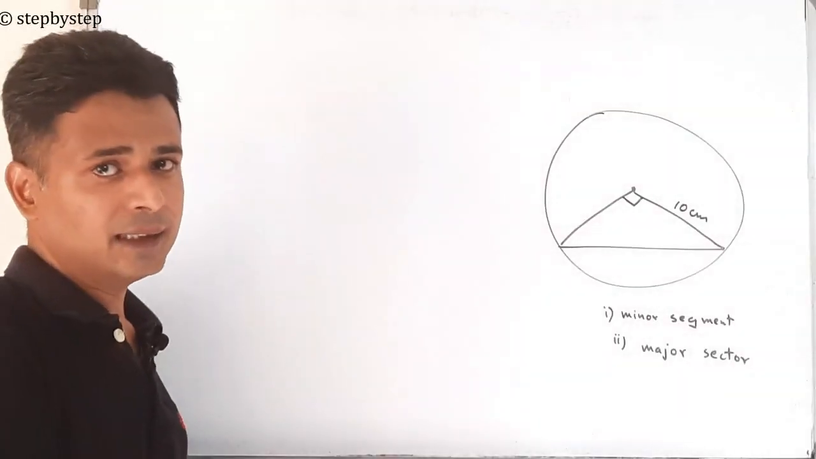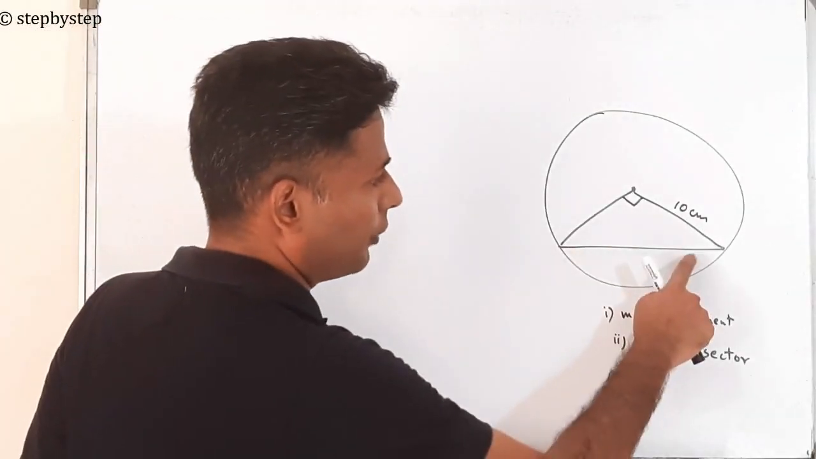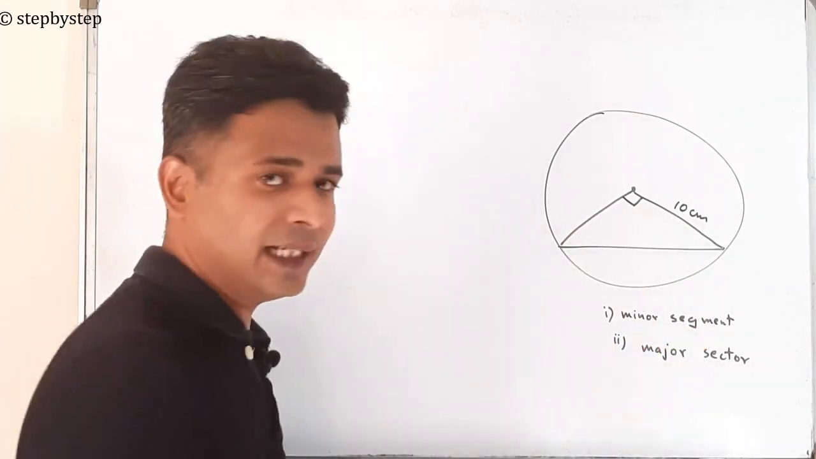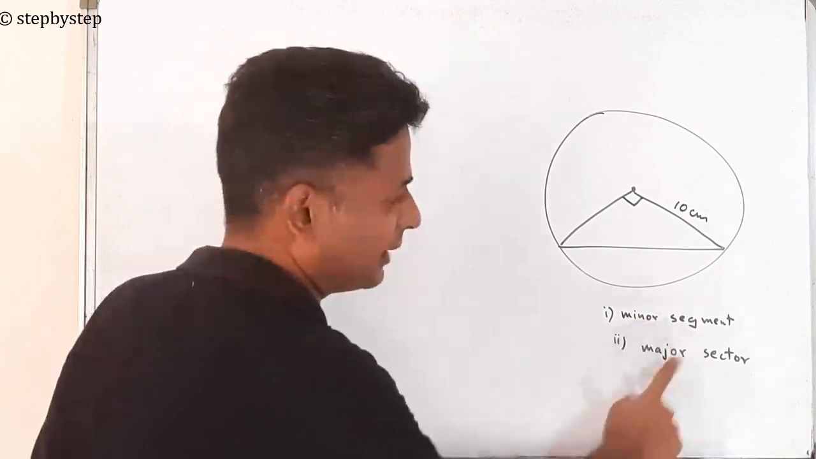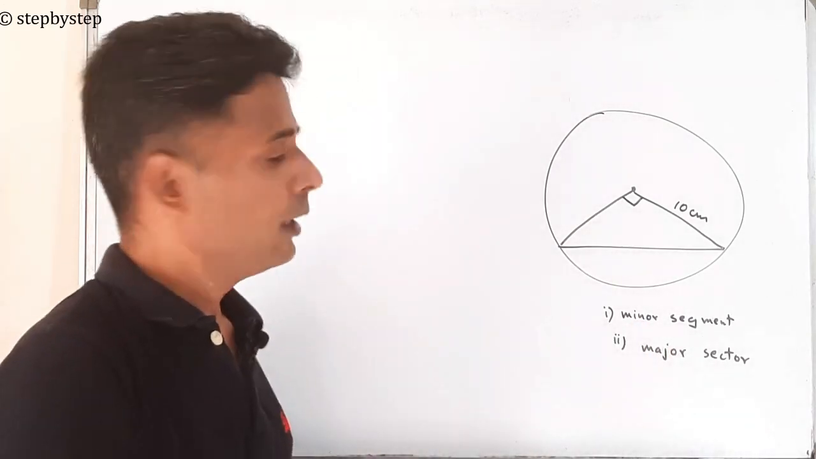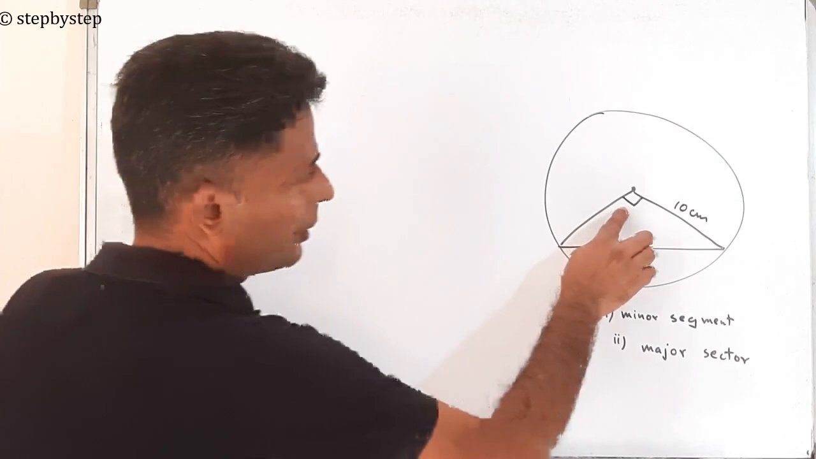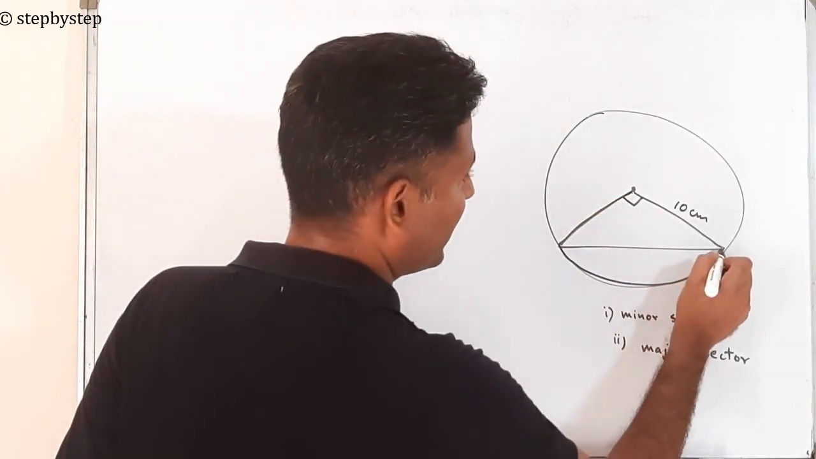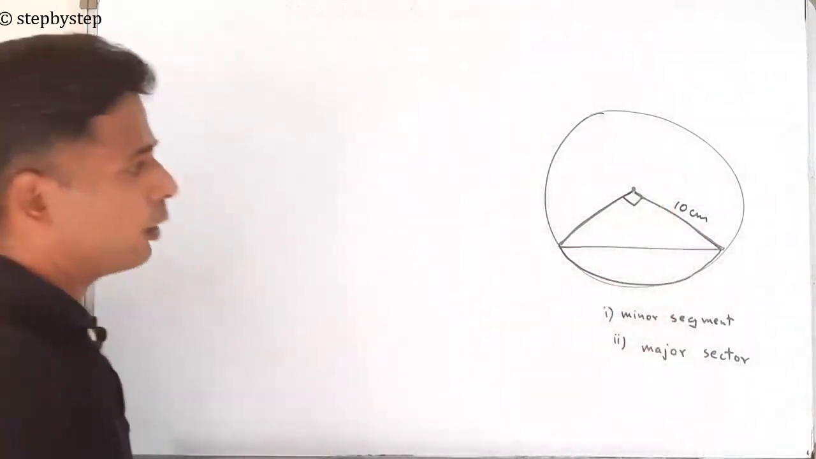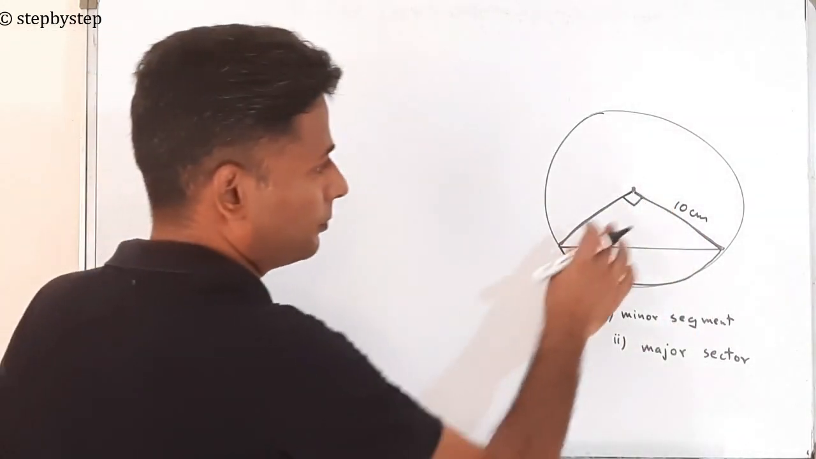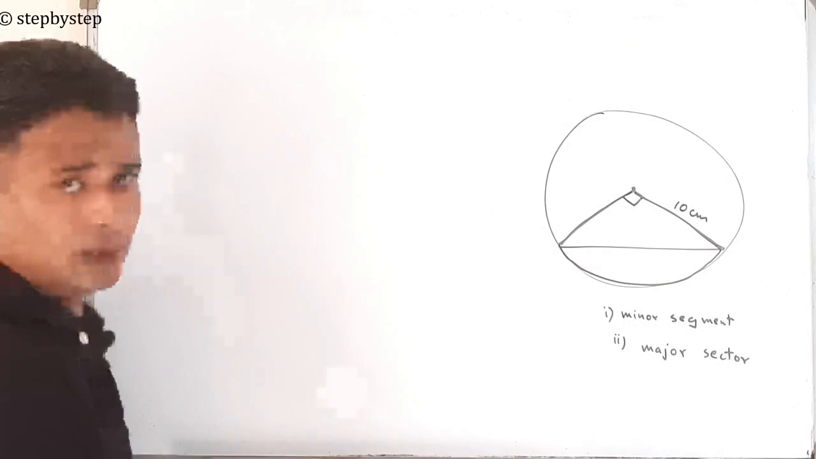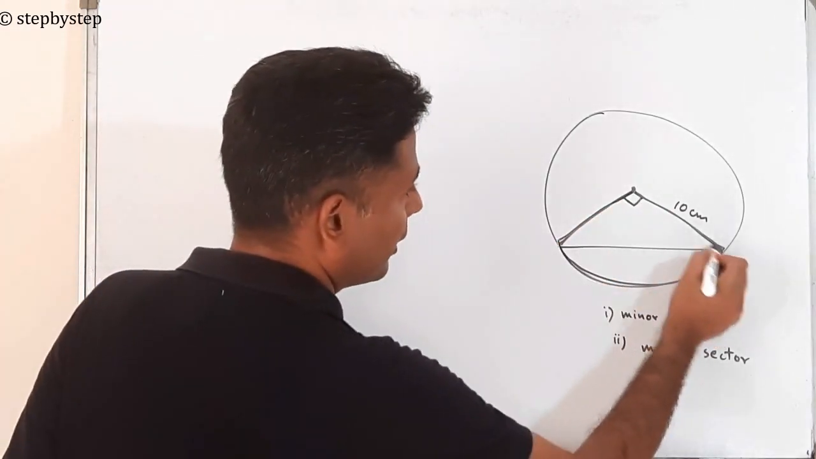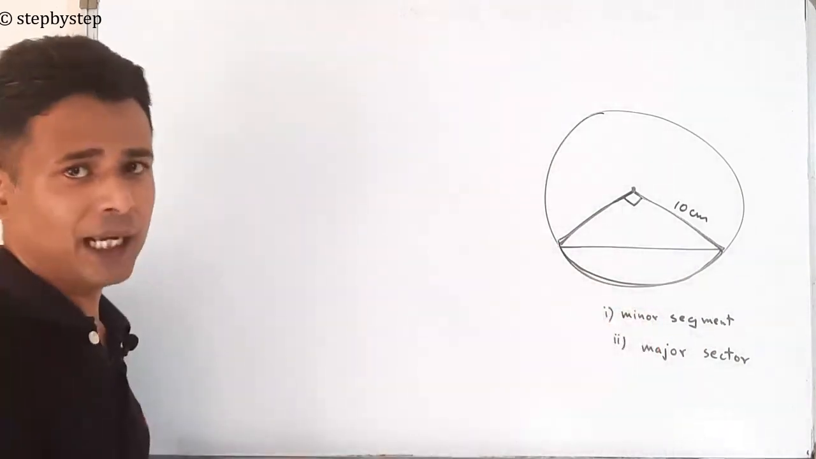The next question, guys, they have said the chord of a circle of radius 10 centimeter subtends 90 degrees at the center, and we have to find the area of the minor segment and major sector. Now, since it is making 90 degrees, what does this become? This becomes a quadrant, right? So quadrant of a circle, what is the angle? 90 degrees. So what will be the area of this sector? Theta by 360 into pi r square.